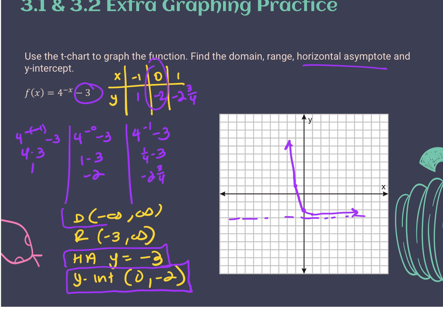It's exponential, so domain is all real numbers, negative infinity to positive infinity. And the range matches my asymptote, from -3 to positive infinity. Domain and range all get parentheses. Don't write a single bracket on this quiz.